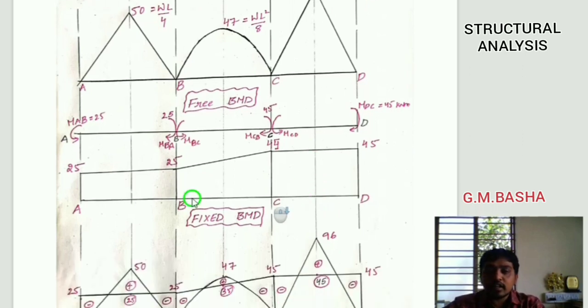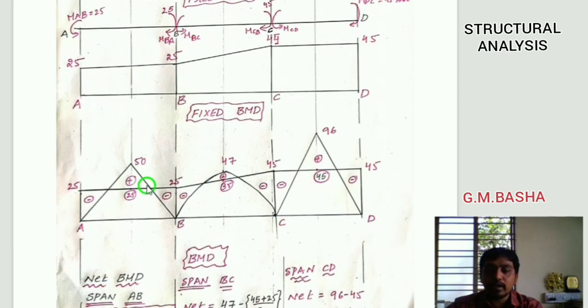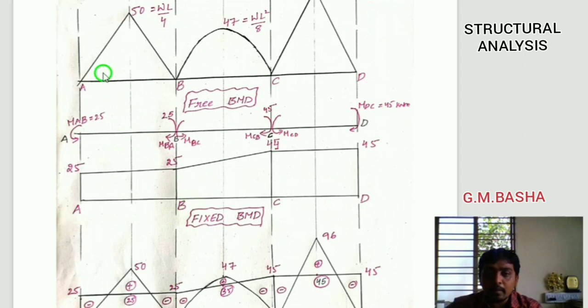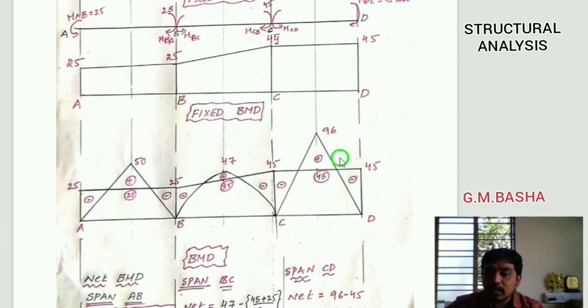Then after obtaining the fixed and free bending moment diagrams, you can combine them and draw this diagram. See here, you can combinedly draw this diagram and you will obtain the resultant bending moment diagram. So the fixed BMD and the free bending moment diagram: in the fixed BMD I am applying the free bending moment diagram and drawing the same thing. So this is the resultant bending moment diagram.